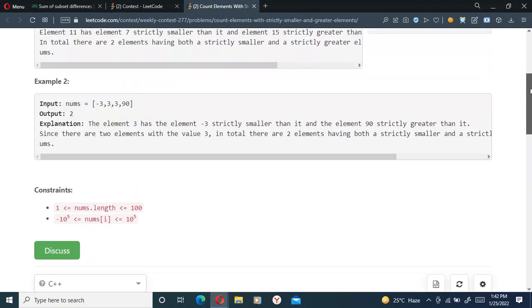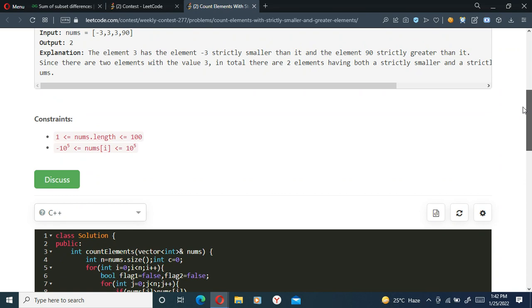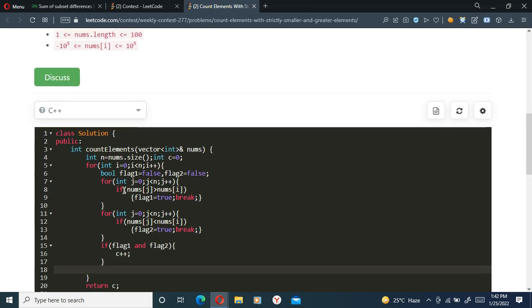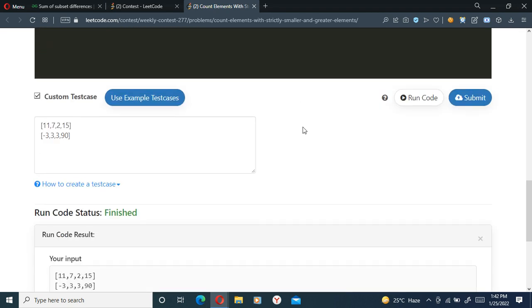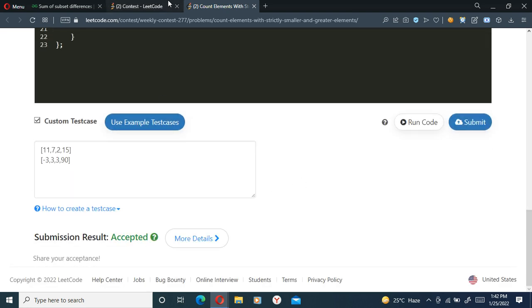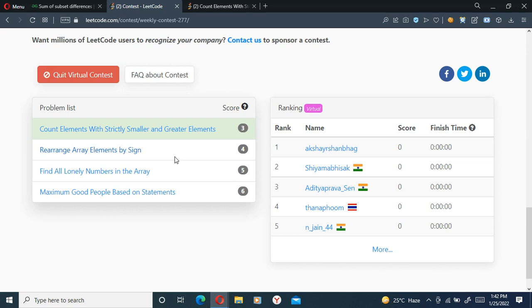Okay, 2 should be the answer. What is the time complexity, by the way? nums.length is 100, right? So 100 should run. Brute force should be accepted. Yes, should be accepted.